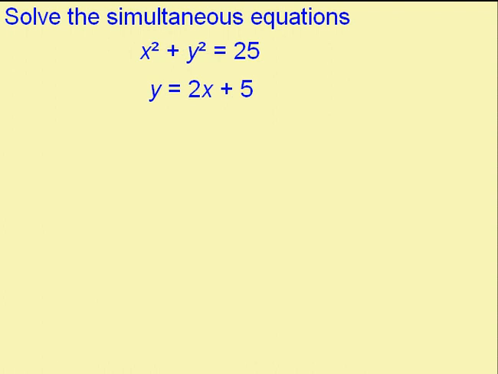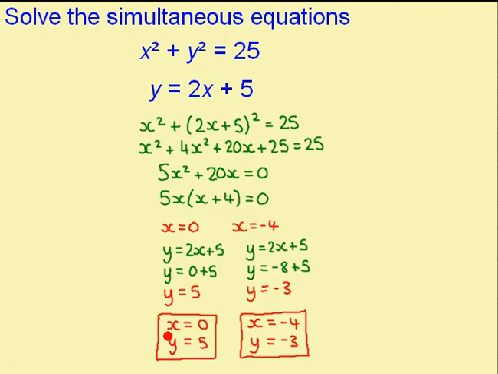Here's another question for you to try. Press pause and have a go. When you're ready for the answers, press play. Here are the answers. I hope when you got to this stage here, you realised that this was a simple factorisation and that you could take out a factor of 5x, leaving this bracket. You can then get one x value from the bracket, and this tells you that the other x value is 0.